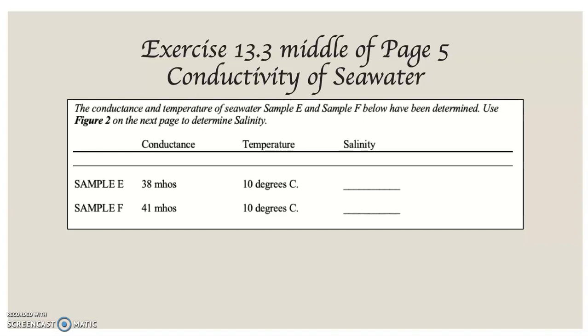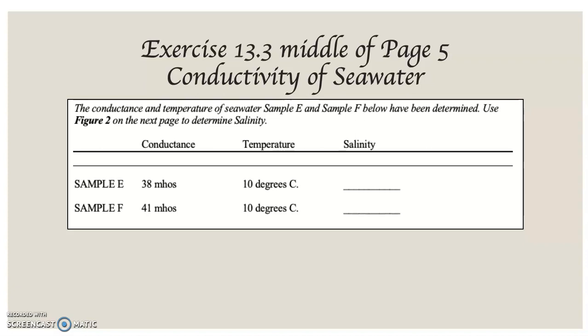All right, off we go again. This time we're going to be using one of the graphs though. If you look at exercise 13.3 on page 5, conductivity of seawater. Remember, this has to do with how electricity travels through salty water. The conductance and temperature of seawater, samples E and F below, have been determined. Use figure 2 on the next page to determine the salinity.